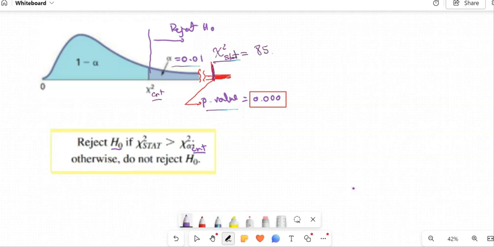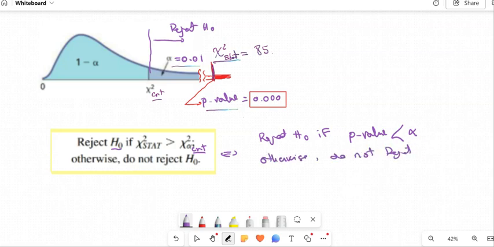So as an equivalent statement to this, all right, reject H0 if the p-value is very small. So here we are obviously within the rejection zone, right? So if the p-value is smaller than the alpha, then reject. Otherwise, do not reject. Okay, so this will become our equivalent statement that we're going to use.